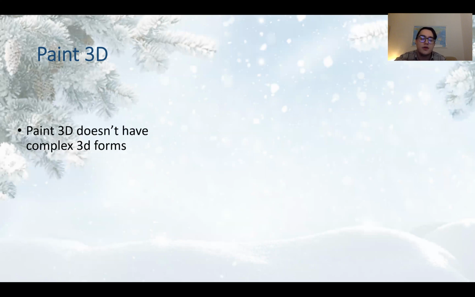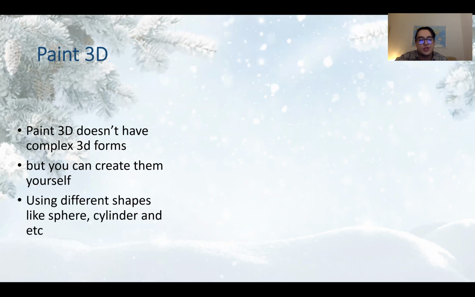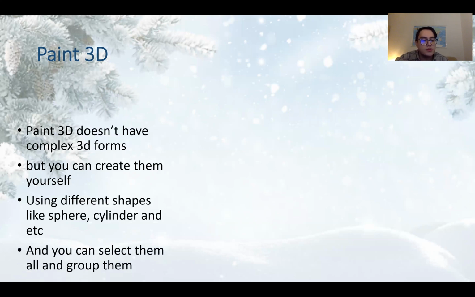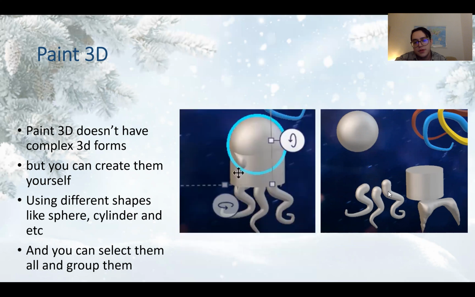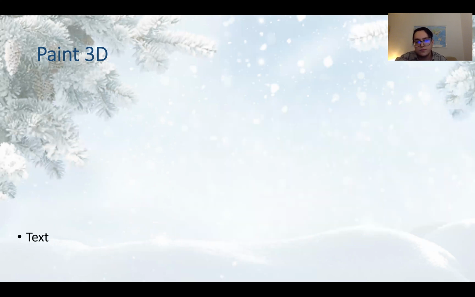Paint3D doesn't have complex 3D forms, but you can create them yourself using different shapes like spheres, cylinders, and so on. You can select them all and group them. Here, for example, you can make an octopus using these different shapes. So it kind of looks like an octopus.